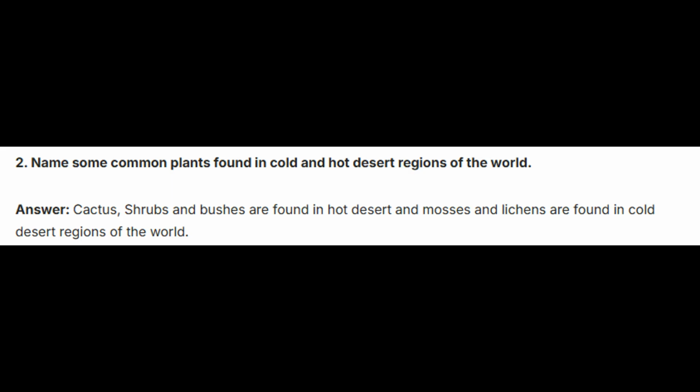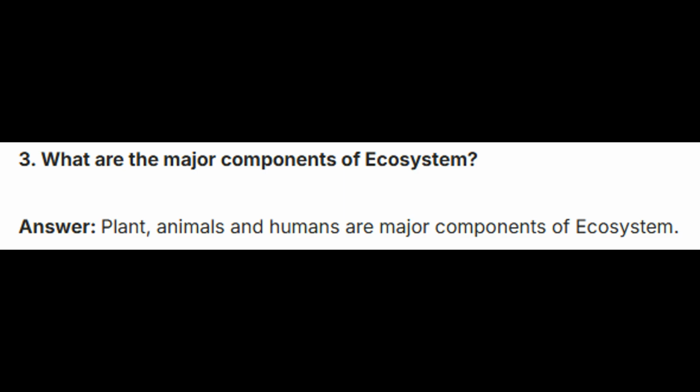Second, name some common plants found in cold and hot desert regions of the world. Answer, cactus, shrubs, and bushes are found in hot desert, and mosses and lichens are found in cold desert regions of the world. Third, what are the major components of ecosystem? Answer, plants, animals and humans are major components of ecosystem.